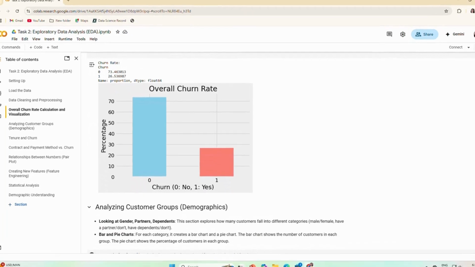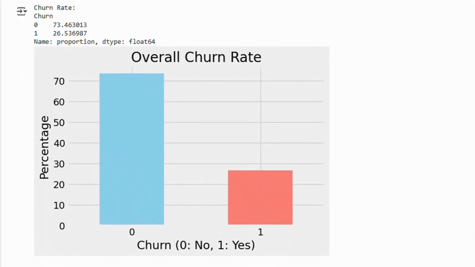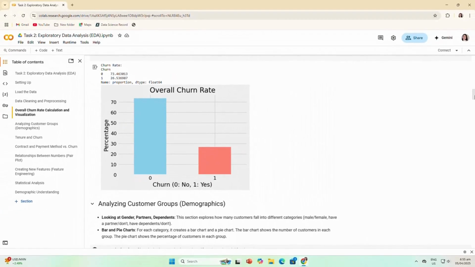First things first, what is the overall churn rate? Well, it turns out that about 26.5% of customers have churned, meaning they've left the service, while the remaining 73.5% have stayed. When we visualize this with a bar chart, the disparity is clear: the no churn bar towers over the churn bar. This tells us that while most customers stick around, a significant portion still leaves, and we need to understand why.